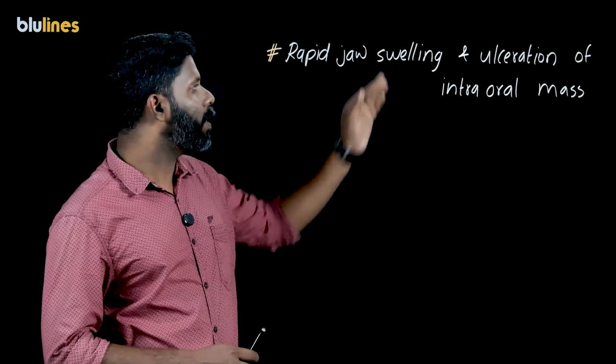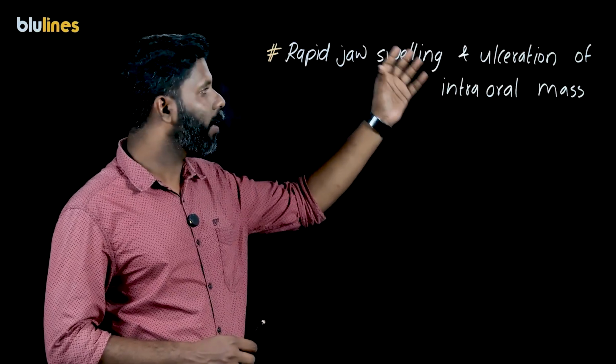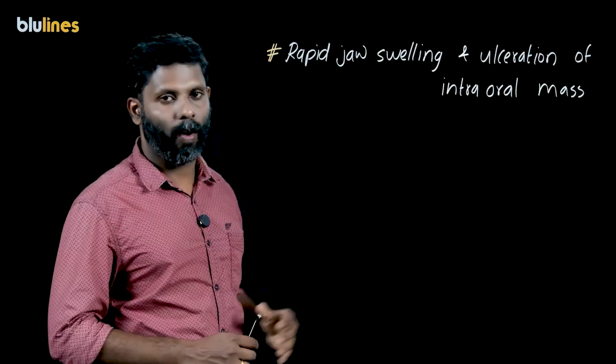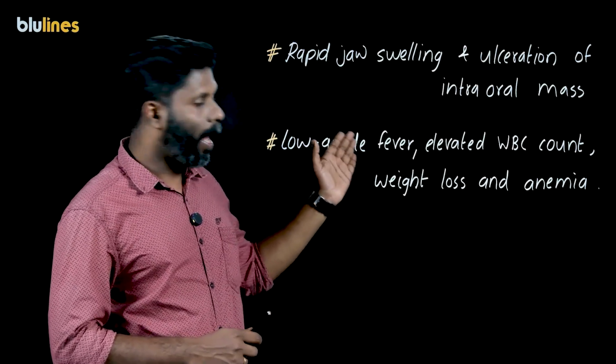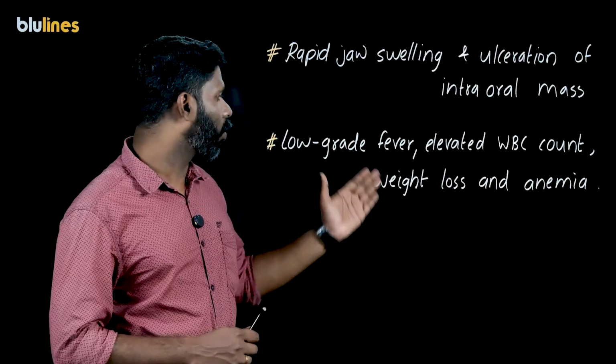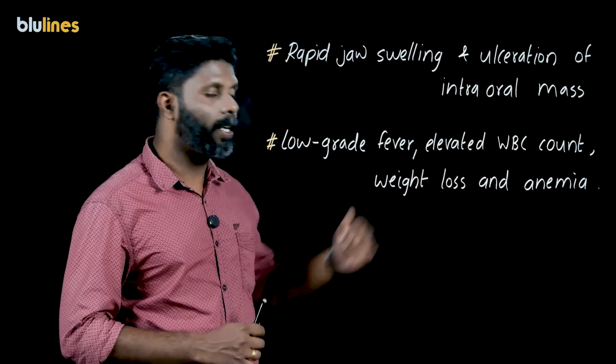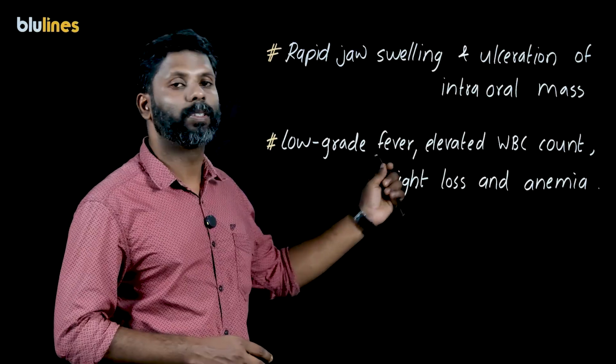And there is rapid jaw swelling, and that swelling gets ulceration of the intraoral mass. So this is one of the important features. Along with that, there are constitutional symptoms which include low-grade fever, elevated WBC count, weight loss and anemia.